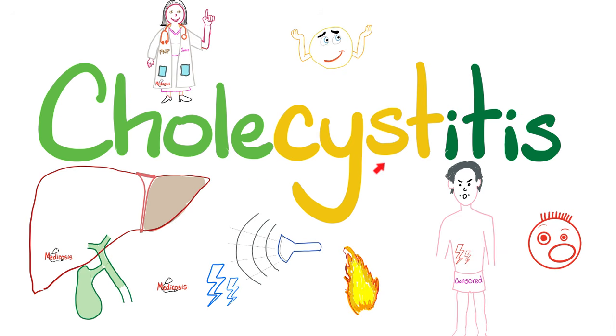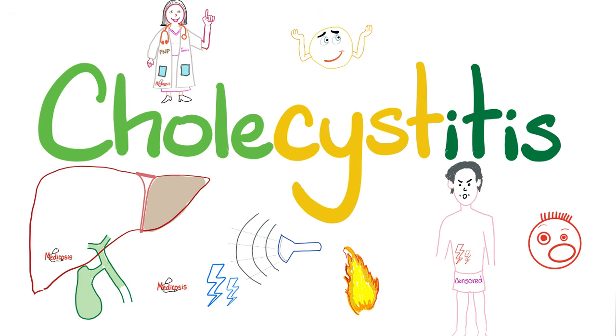Today we'll talk about cholecystitis. What does the word chole mean? Chole is referring to the liver or the biliary system. Why chole? Do you remember cholesterol? Why do you think we call it cholesterol? Because it comes from the liver, the chole. Cholesterol: chole, liver, sterol, because it's a steroid.